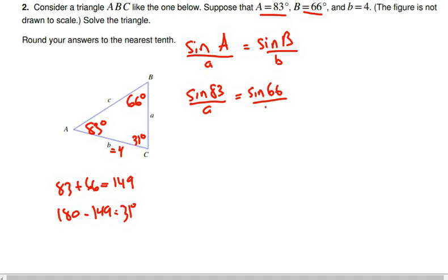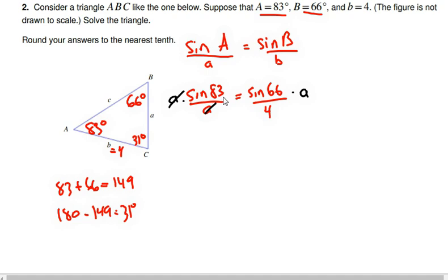If you're not really sure what I'm talking about, and in the process of this you set something up and you end up with two unknowns, then you've done it wrong. You need to go back and make sure that your other ratio here is something that you already know, that you already know the angle and you know the side. So see, I've got the 66 and the 4. Those numbers are already in, and I've got that one.